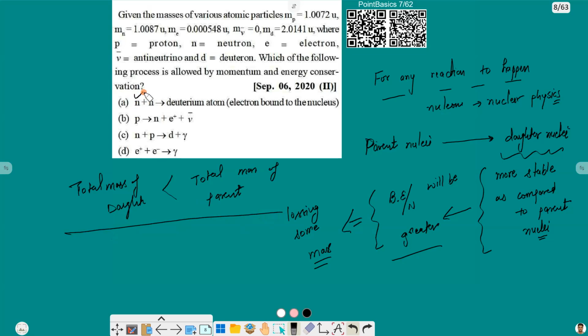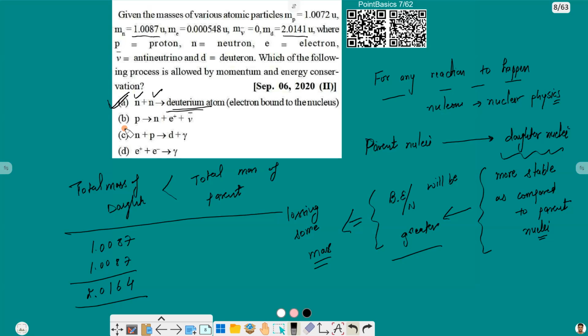So in the first one we have neutron plus neutron giving deuterium. Here it is mentioned that the mass of neutron is 1.0087. If we add 1.0087 plus 1.0087, this gives us 2.0174. So this is the total mass of parent, and the mass of daughter nuclei should be less than this. We know that here we have deuterium, and the mass of deuterium is mentioned to be 2.0141, which is less than the parent. So we can say option A is possible.